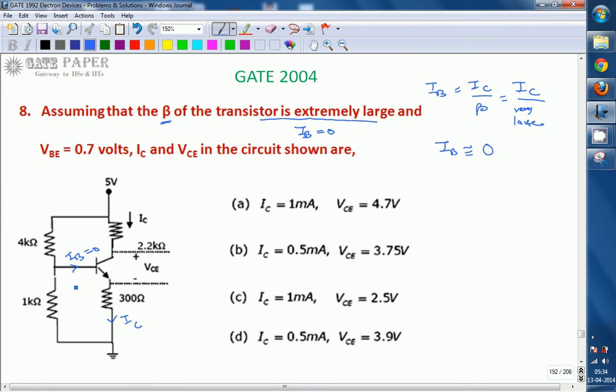And no current is flowing into the base, so whatever current flows through this 4 kilo ohm also flows through this one. If you assume this is I1, then the current flowing through the 1 kilo ohm is also I1. So we can use the voltage division rule to calculate the base voltage. Now we will see how to calculate IC and VCE over here.